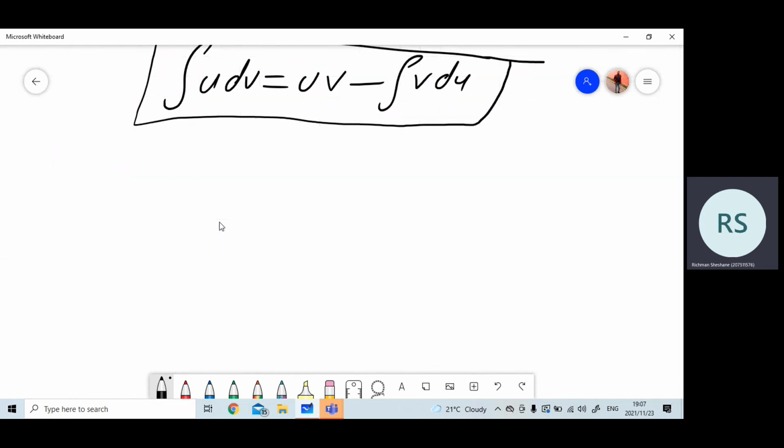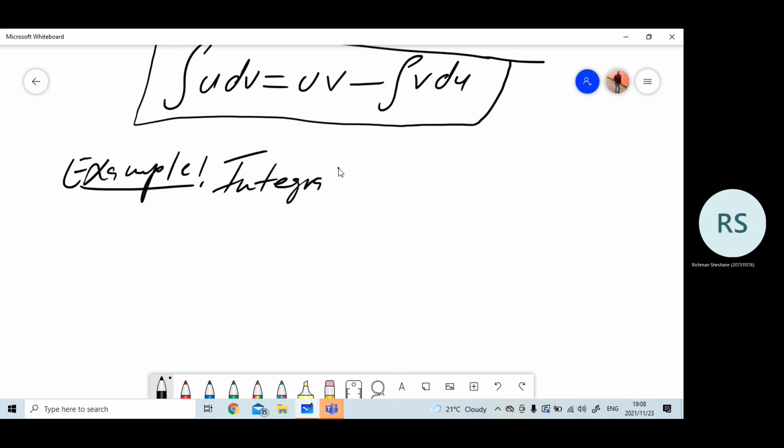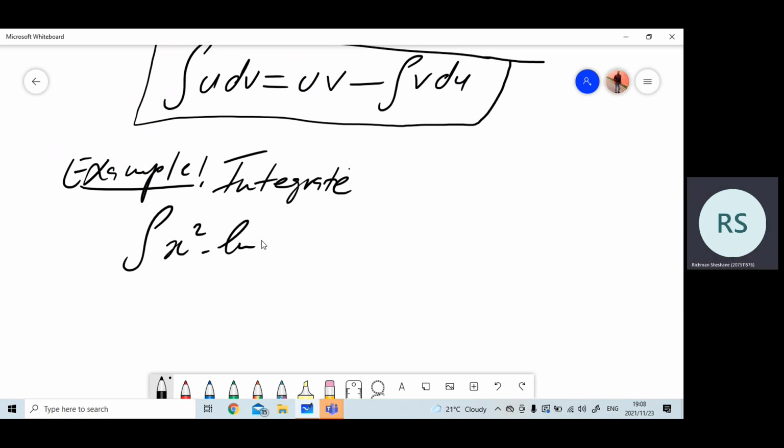This formula will be given during the test, or if you're writing an exam, you'll find it in the formula sheet. For example, we're going to start with this example. We want to integrate x squared times ln x.